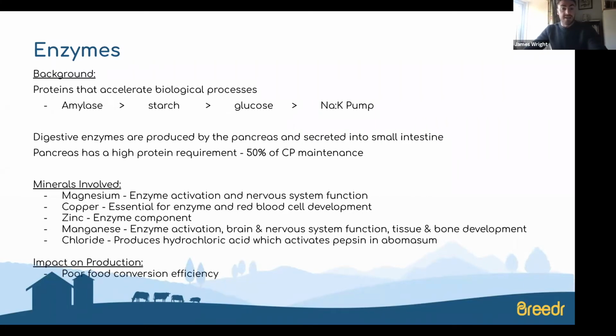The impact on production then is, if we're not providing these kinds of minerals and we are not producing these enzymes, we'll have poor food conversion efficiency. In the finishing phase of animal production, the animals tend to be a lot older and their food conversion efficiency naturally declines. So ensuring that we're feeding correctly and allowing the animal to produce these enzymes is probably even more important to these types of animals. And again, poor food conversion efficiency will equal low growth rates and potential ill thrift.